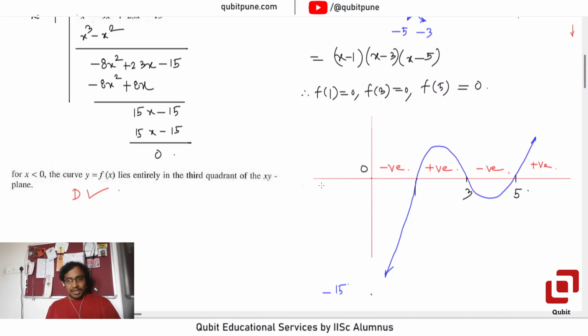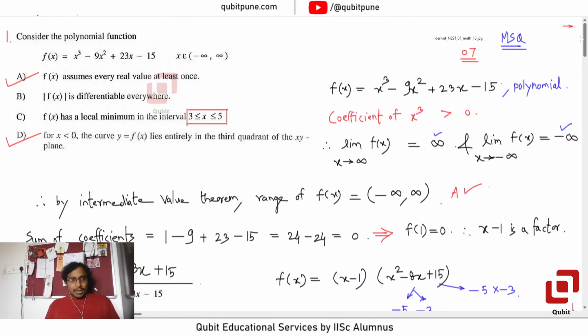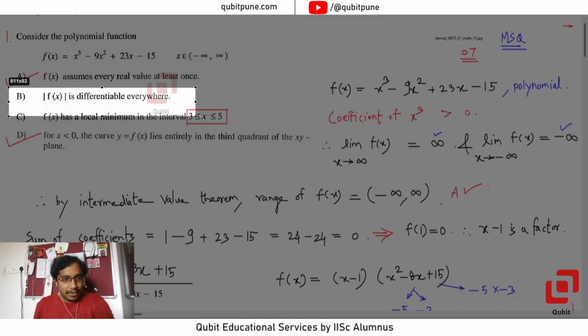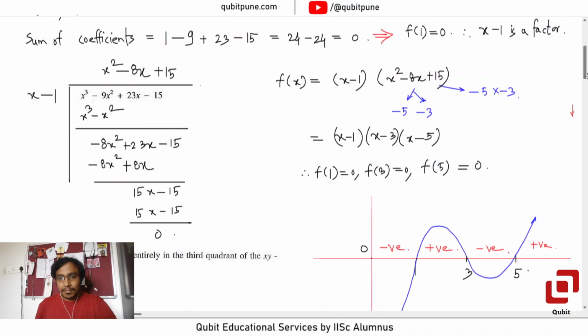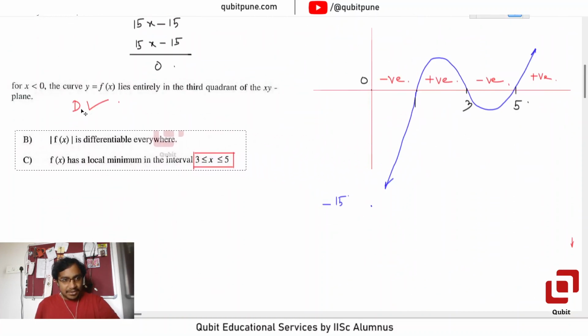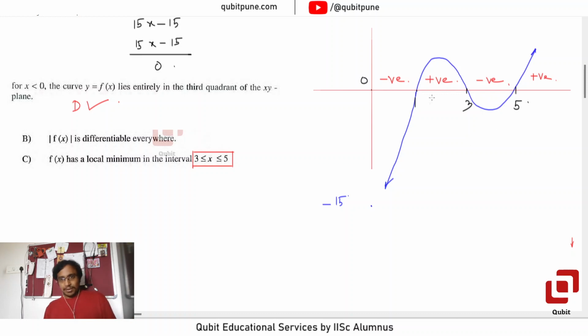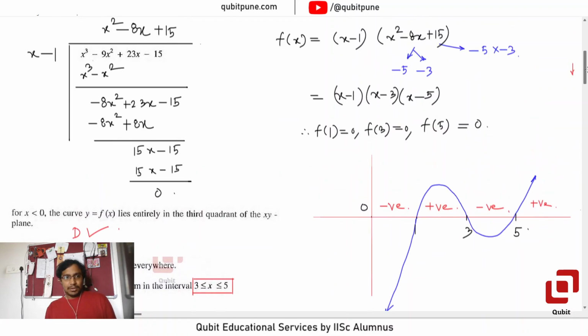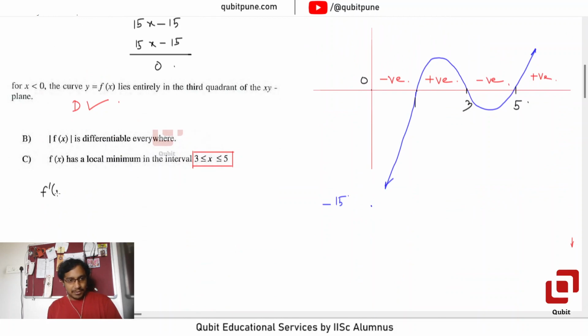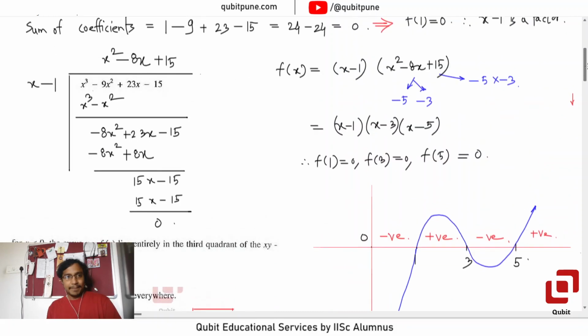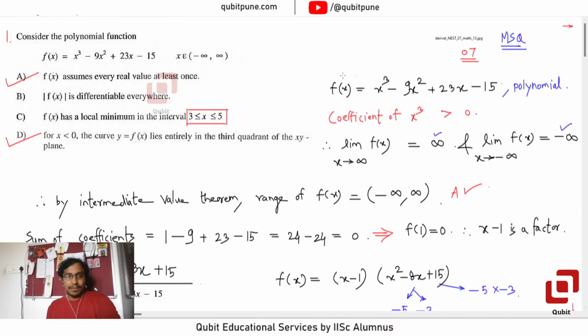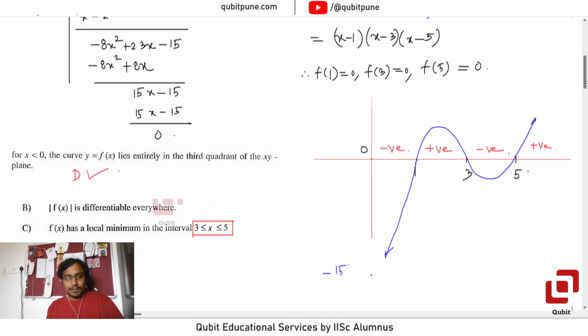Now, based on this particular picture that we have sketched, let us decide which one of the options B and C is true, or both are true. And just to support the shape of the curve that we have drawn, what I think we should do is go for f dash of x. I'll tell you why, but first let us find the derivative of f.